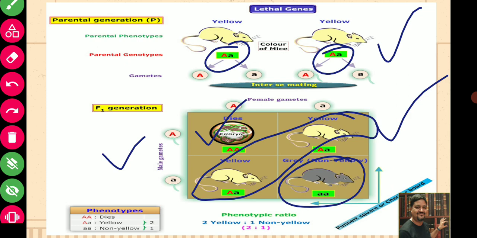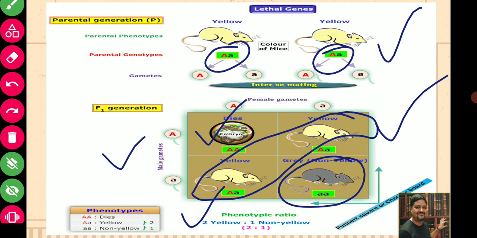One thing I missed in the last class, when I was telling you about the modified Mendelian ratio in the form of incomplete dominance, codominance or overdominance: in the case of incomplete dominance or codominance, the Mendelian ratio changes to 1:2:1, both phenotypic and genotypic. Okay, so that was about the last lecture. Now in the case of the lethal gene, the phenotypic ratio is 2:1, that is 2 yellow and 1 non-yellow, or gray mice.